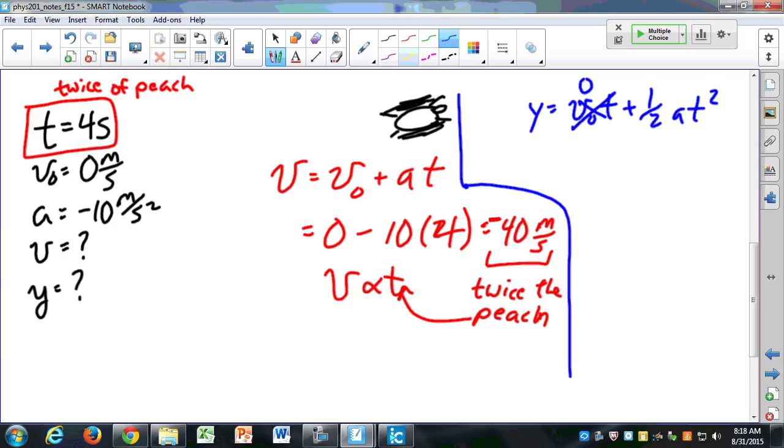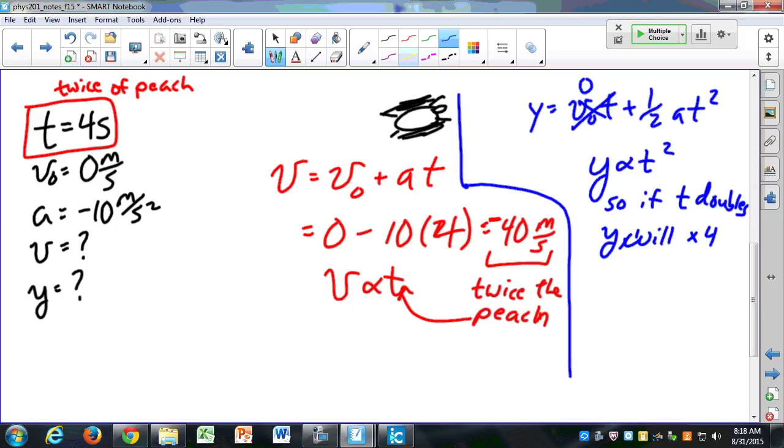Because here I have a quadratic relationship between y and t squared. y here is proportional to t squared. So if t doubles, y will quadruple, times 4. So my y then will be 4 times 20, which is 80 meters. And we can see that if we put in the numbers here. It's 1/2 of negative 10 times t squared. What was t?